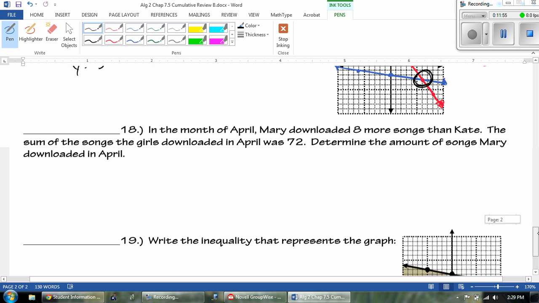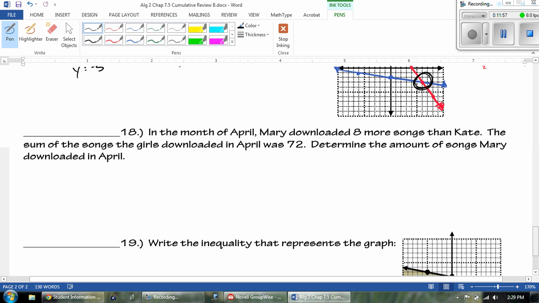Number 18. In the month of April, Mary downloaded 8 more songs than Kate. The sum of the songs the girls downloaded in April was 72. Determine the amount of songs Mary downloaded in April. So remember, we want to know what X and Y are. And normally we just label X whoever the first person we're talking about, and then the next one's going to be Y. So X is Mary and Y is Kate.